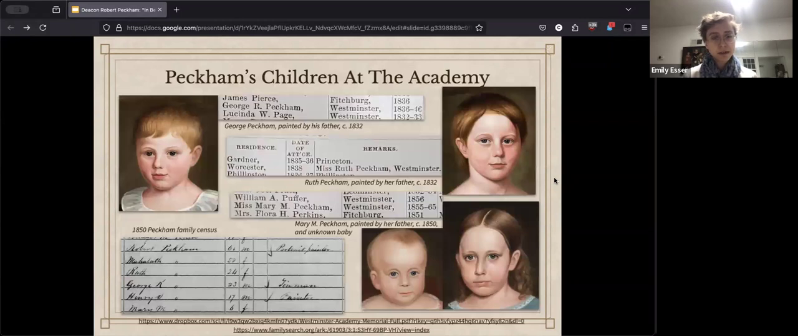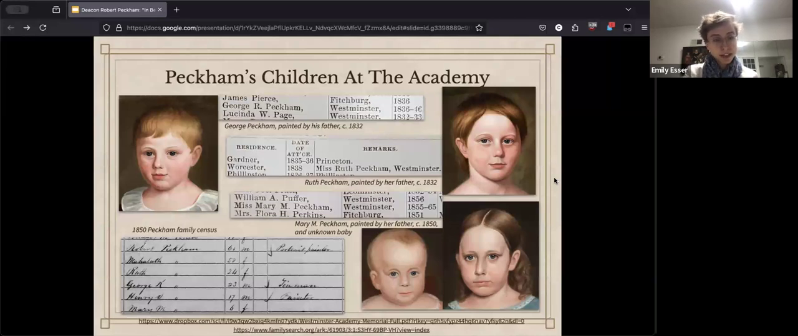There they are. Aren't they adorable? Here is George Peckham. Here's Ruth Peckham. And here's Mary M. Peckham and an unknown baby. We don't know who the baby is, just painted in the portrait. But that's Mary, his youngest daughter, and then Ruth and George, his older children. And you can see all of them appear here in these records from the Westminster Academy. It's really nice to be able to see them in there, just for definitive proof. I mean, we can assume they went to the school that he had helped to found and assisted in promoting, but it's nice to see it there.